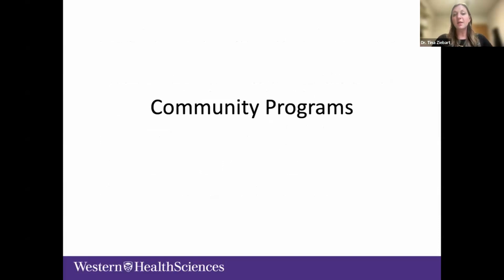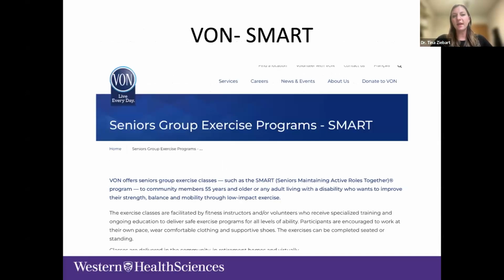There are also several community programs that I wanted to highlight. One of them is the VON SMART program. This is a senior group exercise program that's offered to community members completely for free who want to increase their strength, balance, and mobility through low impact exercises. These exercises are facilitated by fitness instructors and volunteers. The dosage is typically a 12-week program lasting about 45 minutes, focusing on strength and balance.